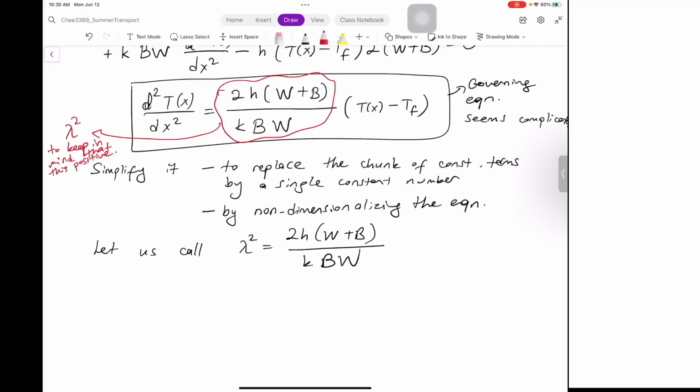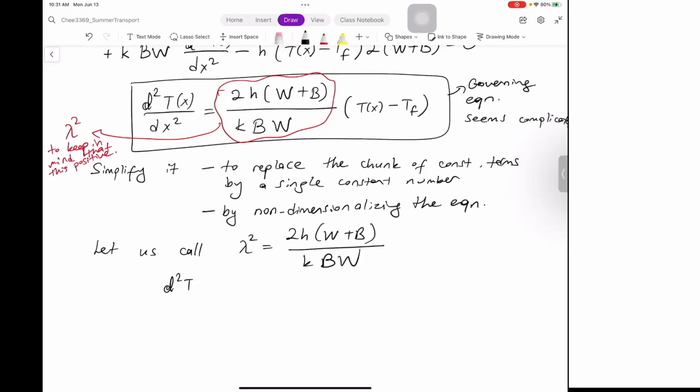The reason why this is important is because we're going to solve a differential equation, and it matters whether the constants are positive or negative. You can get two extremely different answers for two differential equations, one with a positive and the other with a negative coefficient. So let's call this lambda square, and then let's also non-dimensionalize. So let's first do this step.